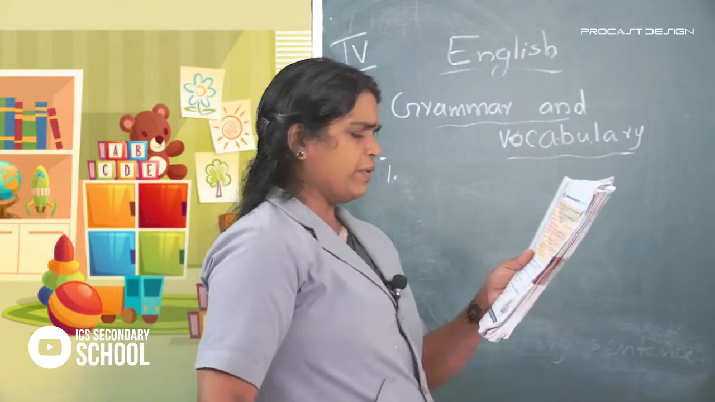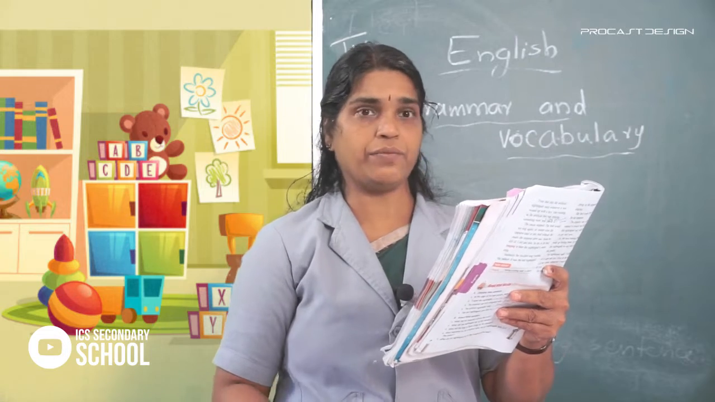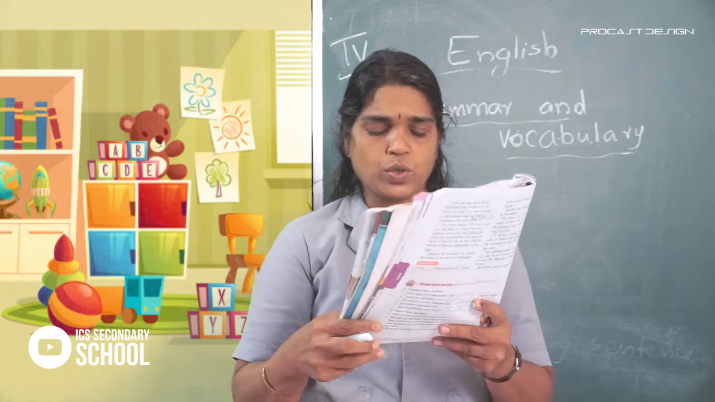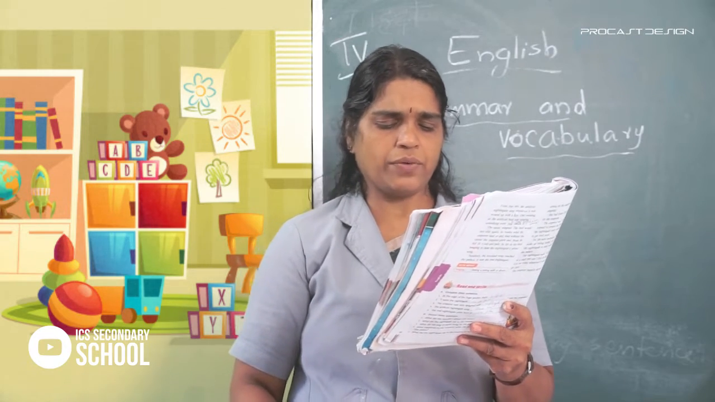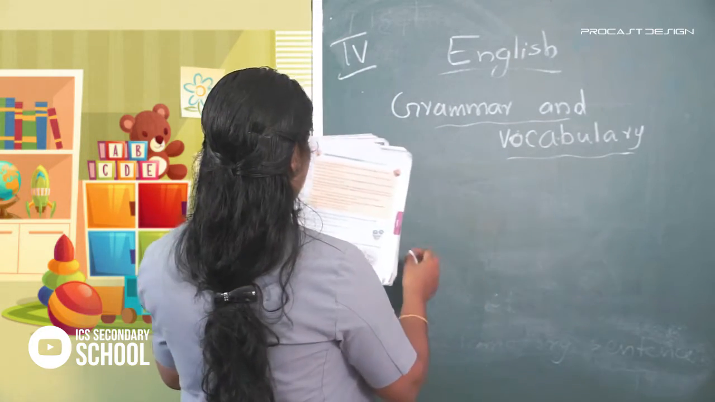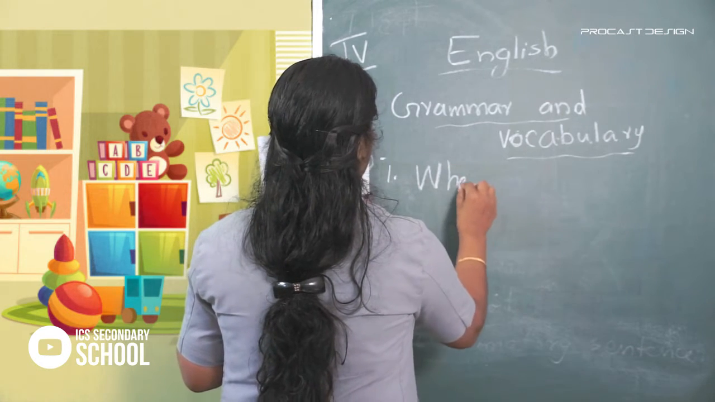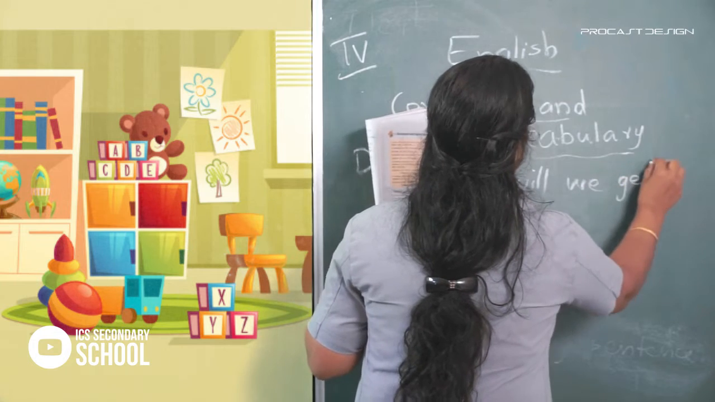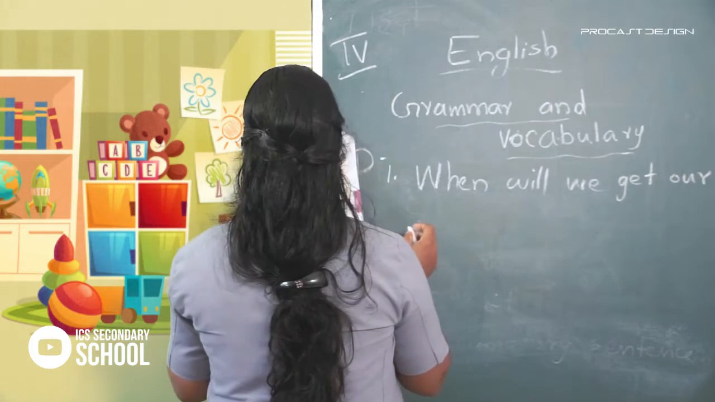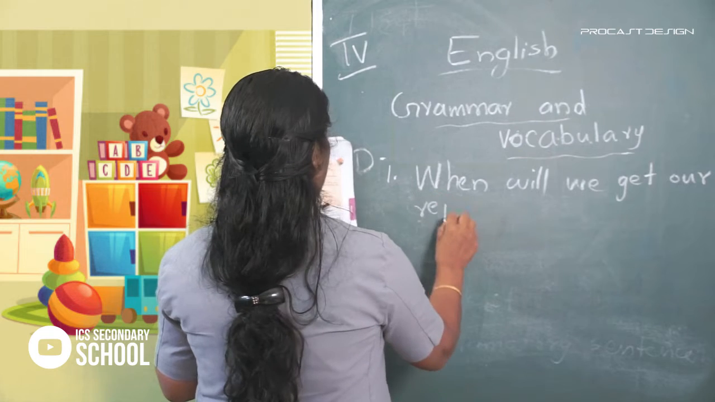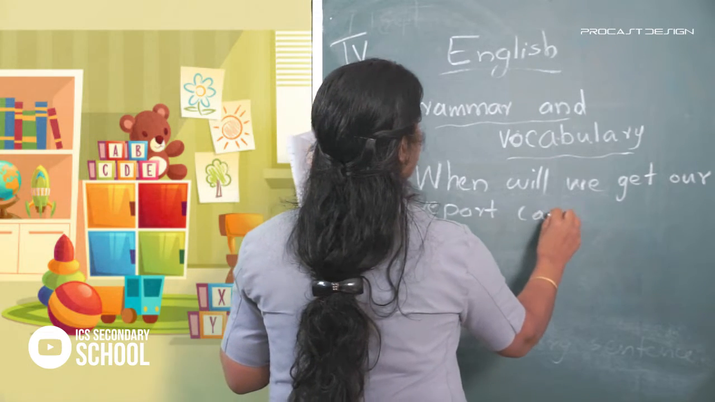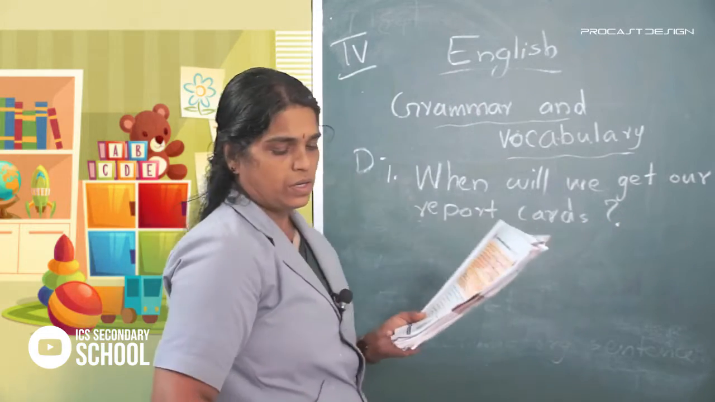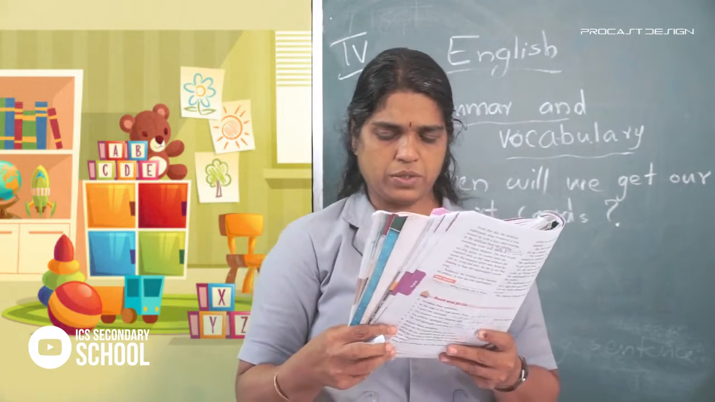Okay, sorry. Now we will rewrite this group of words as a sentence: when will we get our report cards? Is it a statement or a question? It's a question. Then what can we do? We have to punctuate this. Get our report cards. Since it is a question, you should add a question mark. When will we get our report cards? Okay.